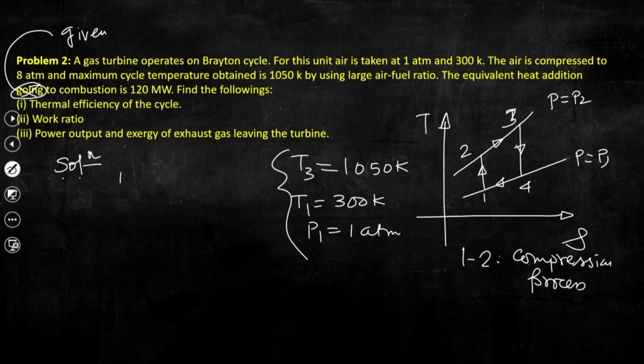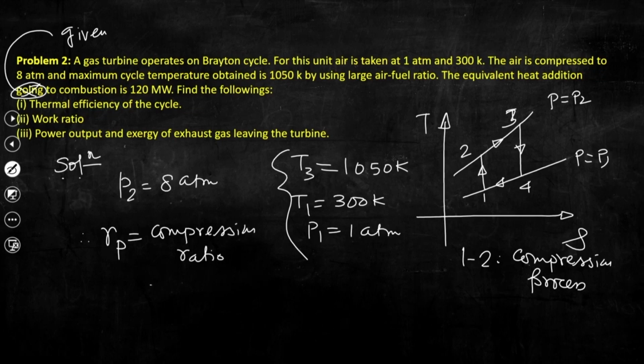Now, P2 is equal to 8 atmospheric pressure. Therefore, Rp, the compression ratio, is equal to P2 by P1, which equals 8. So, we can write all these from the problem statement. What would be the cycle efficiency?